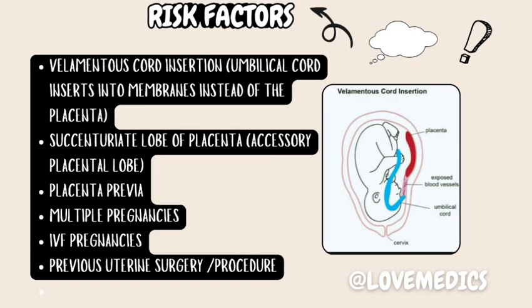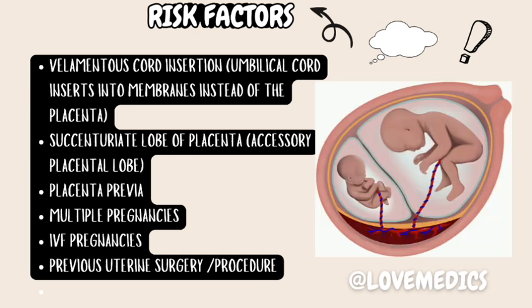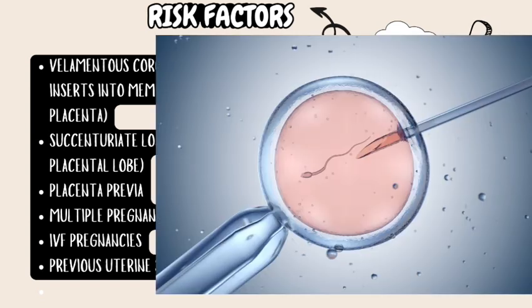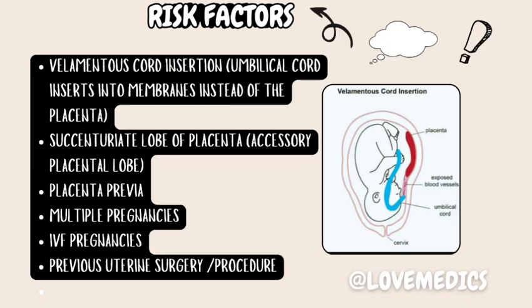Now the risk factors of Vasa previa: Velamentous cord insertion, succenturiate lobe or bilobed placenta, placenta previa, multiple gestation, in vitro fertilization, and previous uterine surgery or procedure. In multiple gestation, the monochorionic twins share the placental structure, so it may cause Vasa previa. In in vitro fertilization pregnancy, abnormal placentation may occur. In the case of previous uterine surgery or procedure, alteration of the implantation site and abnormal placental development may occur. These are the risk factors of Vasa previa.